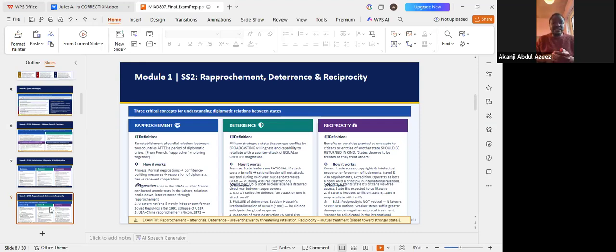The mistake I made is that the deterrence I was talking about is that if you attack, you are going to get severe retaliation. But the third one, I was giving an example of reciprocity. Listen, reciprocity is the third concept. Reciprocity is just a principle that a state should reciprocate what another state is doing to them. The way you treat me, I'm going to treat you like that. That is reciprocity.